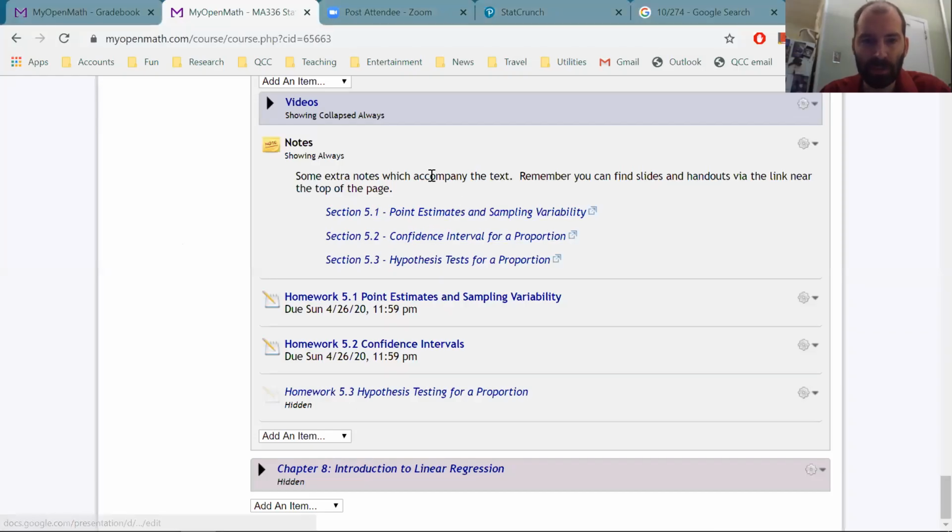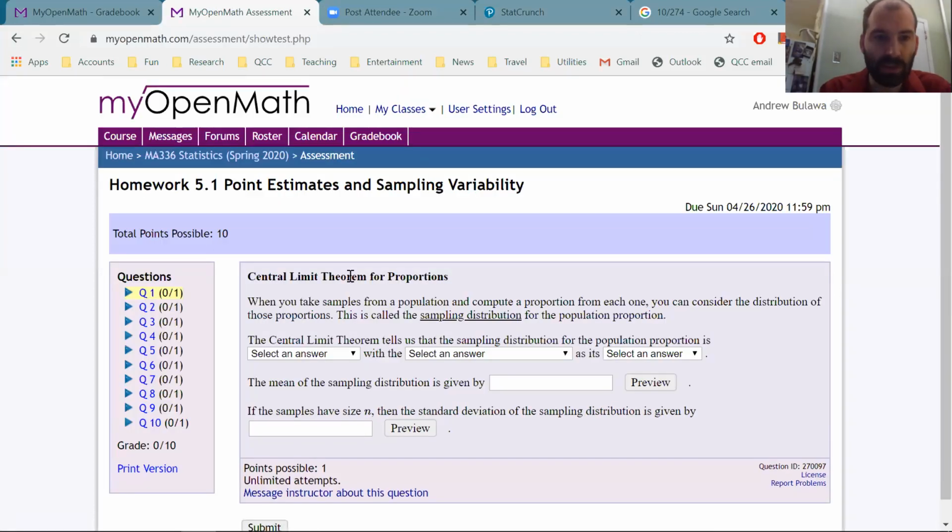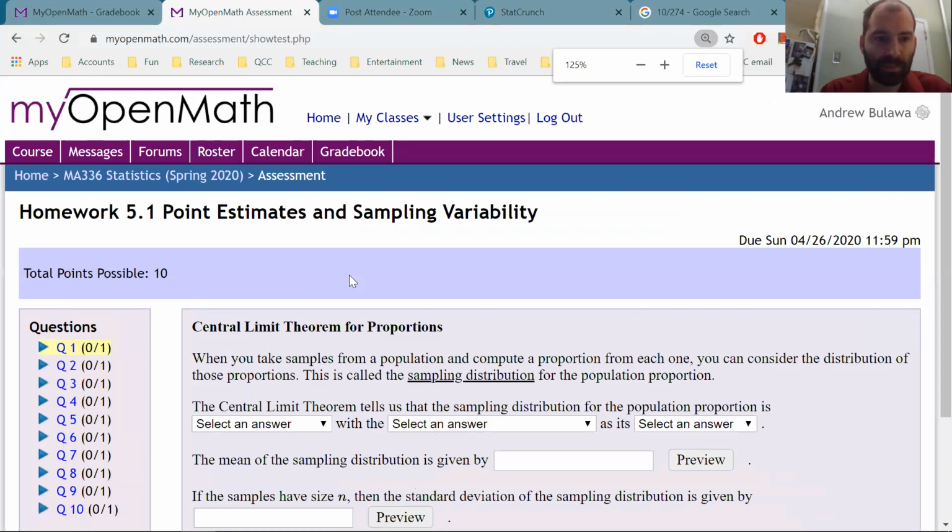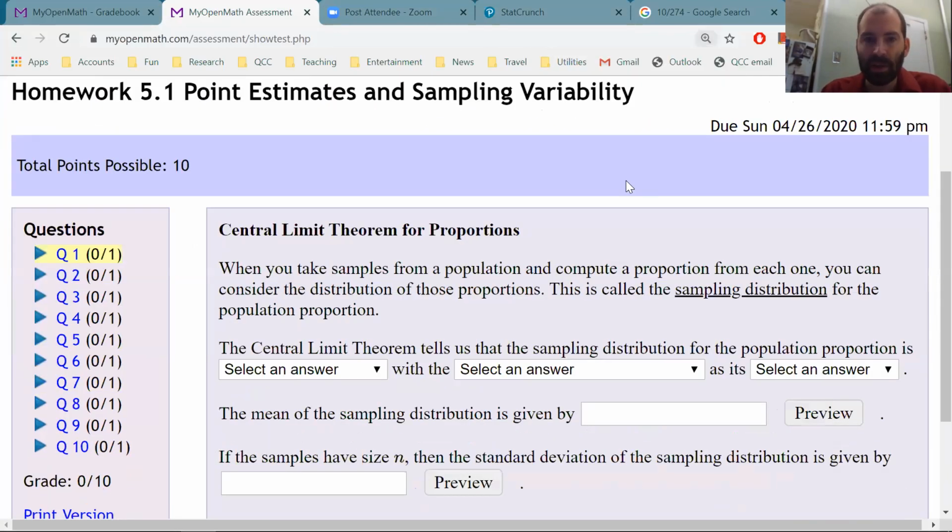Okay, so we're looking at question number 1 in section 5.1. Let me share my screen. So here we are. You should be seeing my browser window and section 5.1. Let's zoom in a little bit.